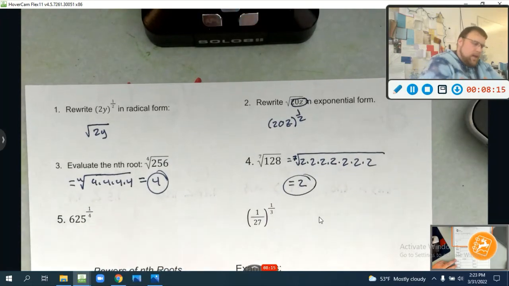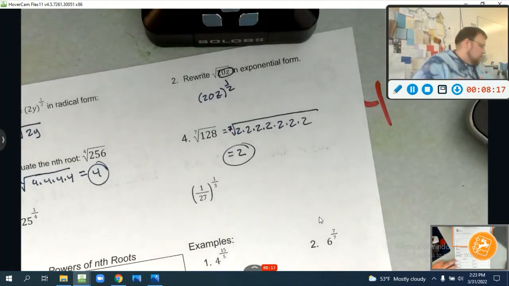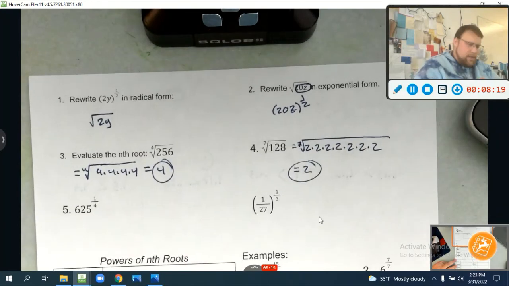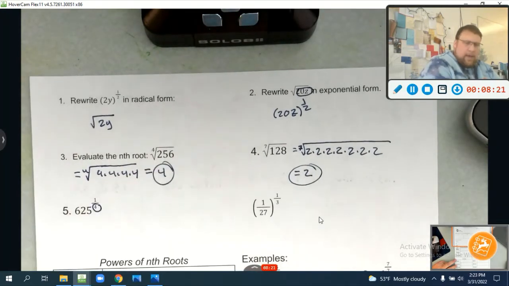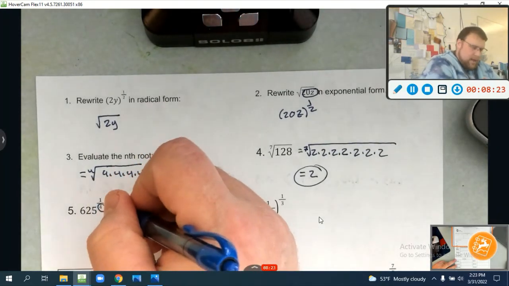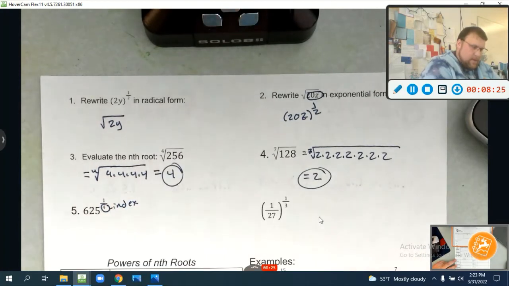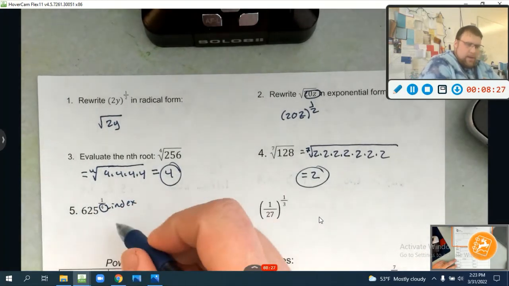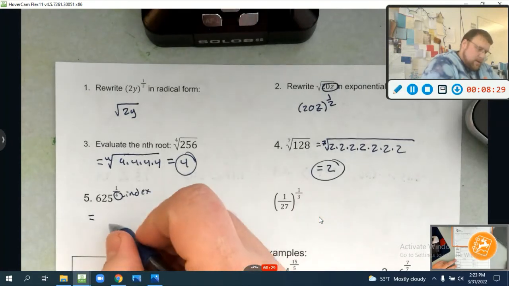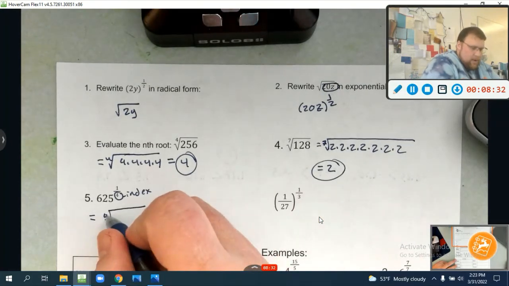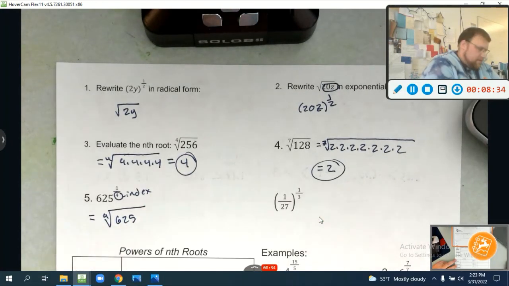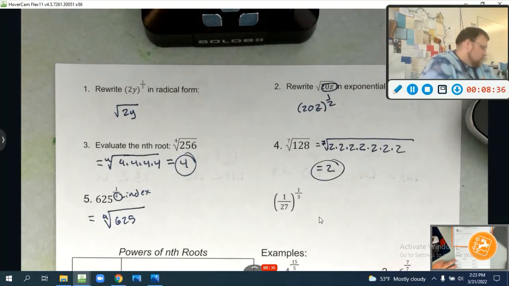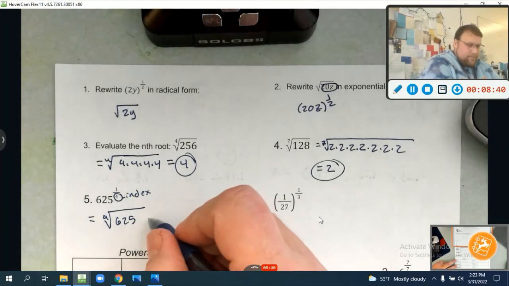Now, our last one, what was that called? The rational exponents tells us that this is my index number, right? That's just my index. Okay, so that means this equals the 4th root of 625. Well, what's the 4th root of 625? It turns out it's just 5.